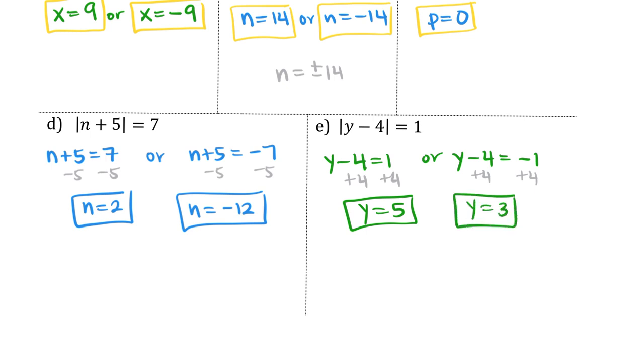And if you want to check your answers, I plug it in the original equation. If I plug 5 in here, I get 5 minus 4 is 1. When I absolute value the 1, I get 1. When I plug in 3, 3 minus 4 is negative 1. When I absolute value negative 1, I also get 1.